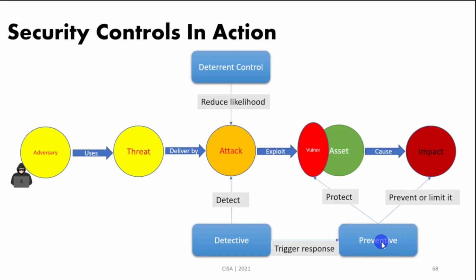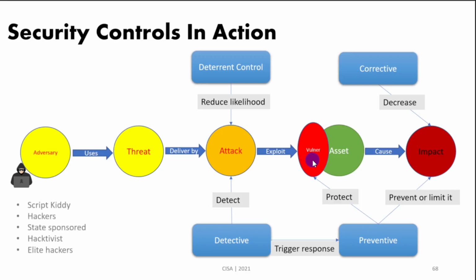Preventive control, such as a security guard or firewall, can protect against the vulnerability and also limit its impact by reducing the impact of the vulnerability. And lastly, we have the corrective control. Corrective control can be used to limit the damage by decreasing the impact that happens after successful exploitation. Exploitation means that the attack was successful in exploiting this kind of vulnerability. So this is the description of how these controls are used in place.